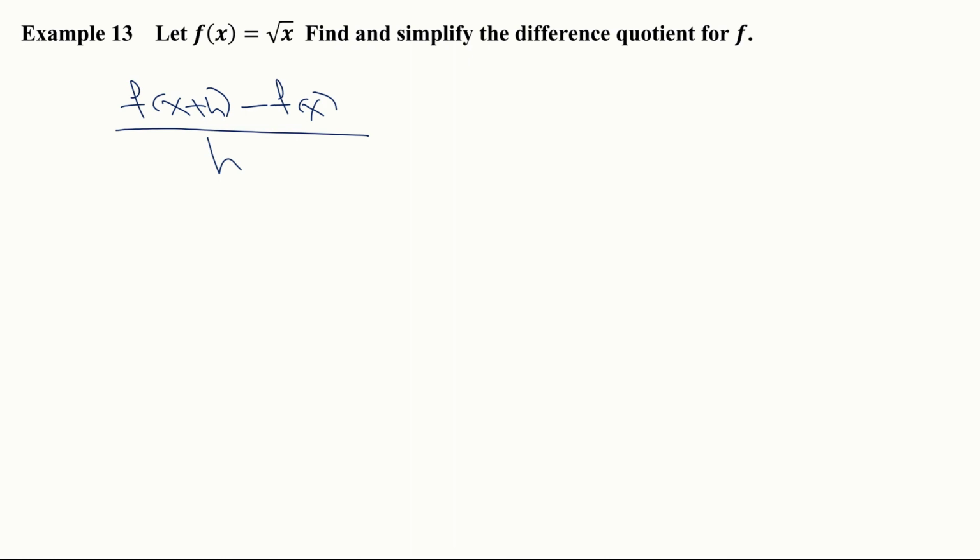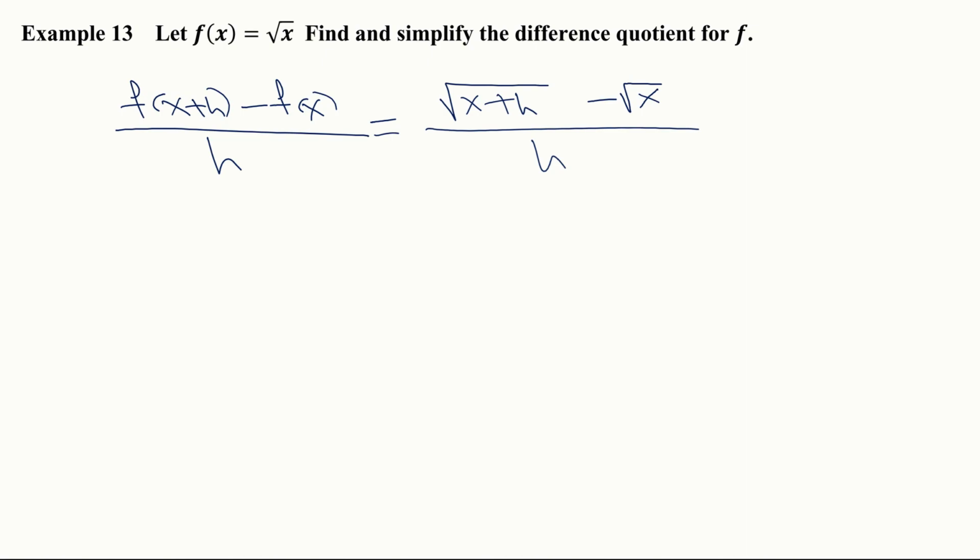So here we have, now f of x is square root of x. So what is f of x plus h? Wherever you see x, replace it with x plus h. So it's just square root of x plus h, right? Minus f of x. All right, I'm not going to need a fraction line that big. Let me make it smaller. And then over h.